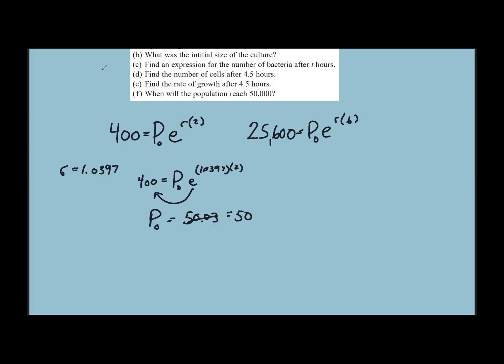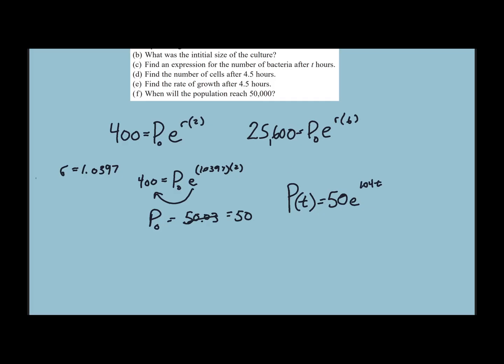They say, find an expression for the number of bacteria after t hours. Well, we have everything we need for that because it's P of t. Remember, they're asking for the PERT formula. That's going to be 50 e to the 1.04 t.